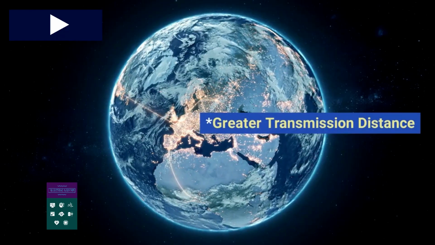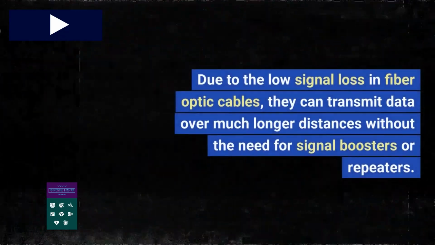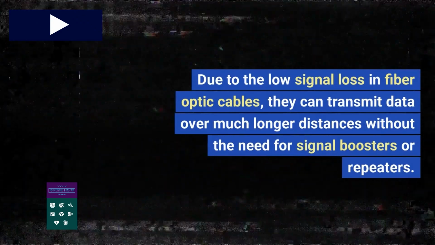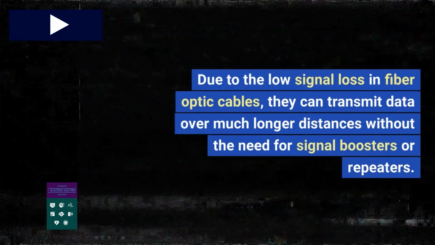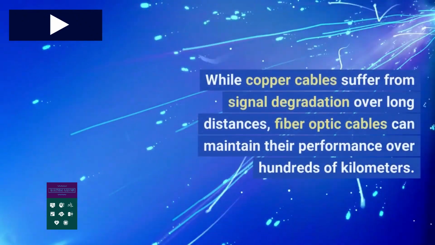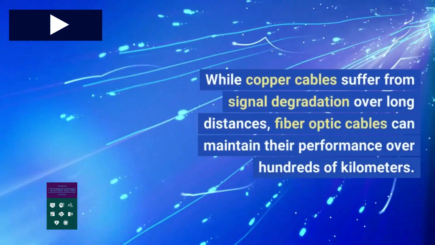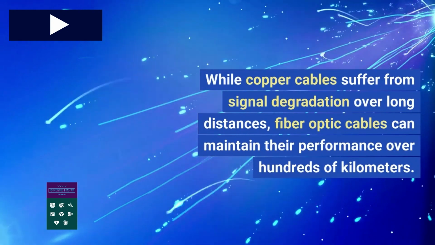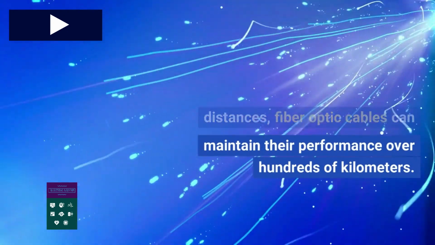Greater transmission distance. Due to the low signal loss in fiber optic cables, they can transmit data over much longer distances without the need for signal boosters or repeaters. While copper cables suffer from signal degradation over long distances, fiber optic cables can maintain their performance over hundreds of kilometers.